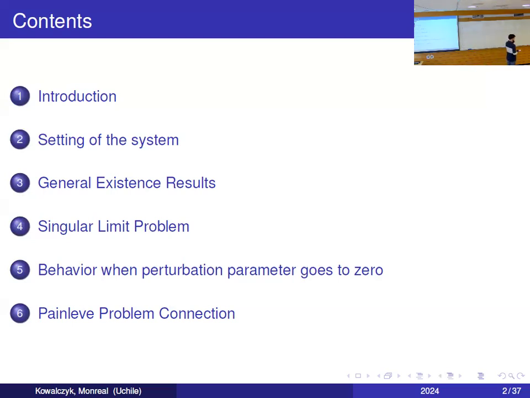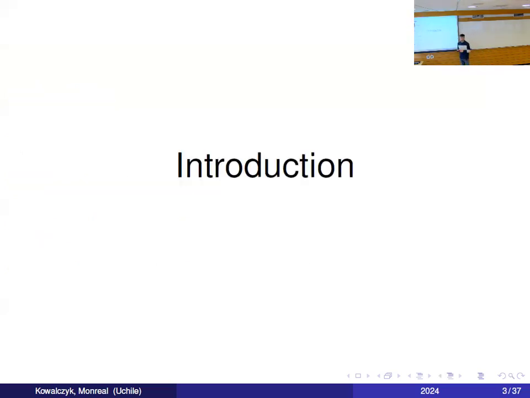And what is the behavior of the solution when the perturbation parameter goes to 0, and are they connected? Finally, under some change of variables and another scaling, it is possible to see that the singularity that is generated here can be modeled in the limit using a Painlevé equation. So we are going to see a little bit of that at the end too. So let's go with the introduction and the context of this.